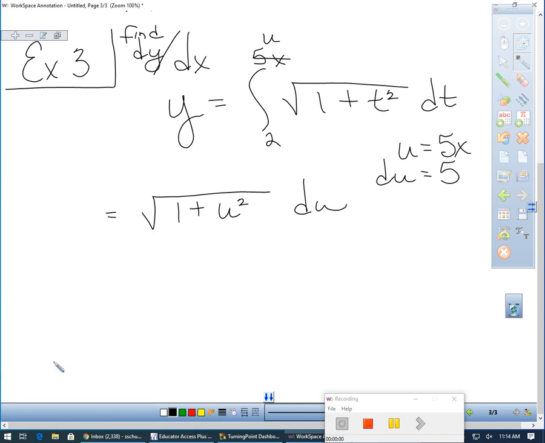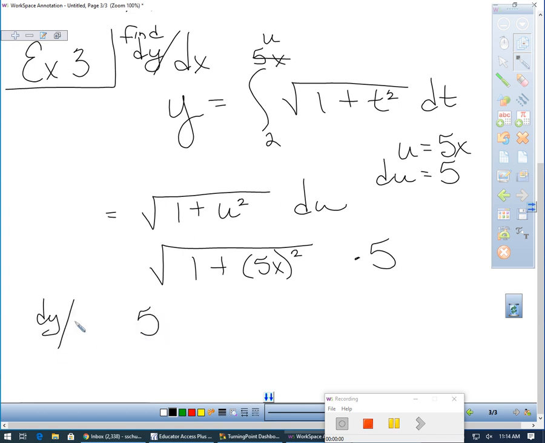All right, still doing good? So now I'm going to plug 5x in where u is and 5 in where du is. So I get the square root of 1 plus (5x) squared times 5. So really I can write my 5 in front of that square root. The square root of 1 plus 5x times 5x is 25x squared.